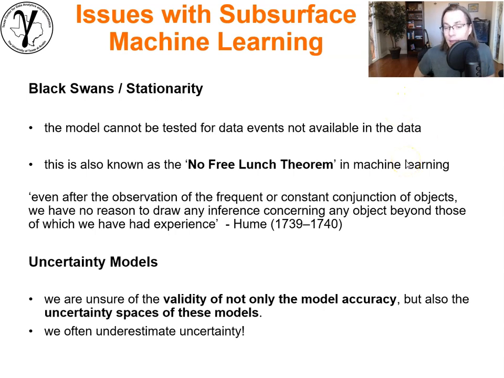Now, I think to really understand these concepts, let's go back some hundreds of years to a great philosopher, Hume. And what did he say about this topic? He said, even after the observation of the frequent or constant conjunction of objects, we have no reason to draw any inference concerning any object beyond those of which we have had experience. We only know what we've seen. Isn't that... I love it. It's so cool. All right, this is so awesome.